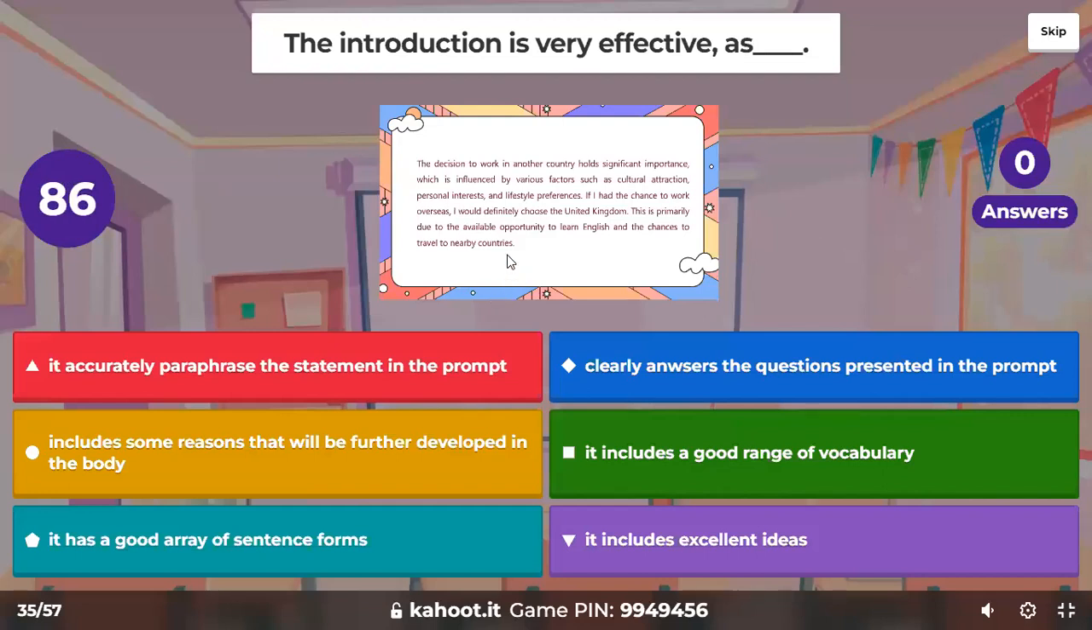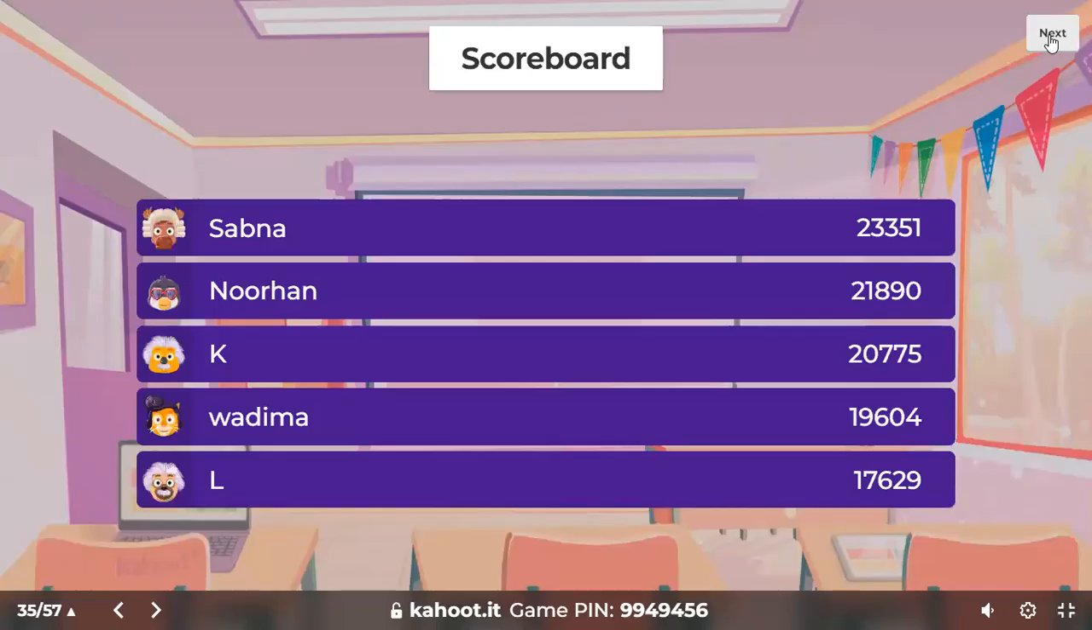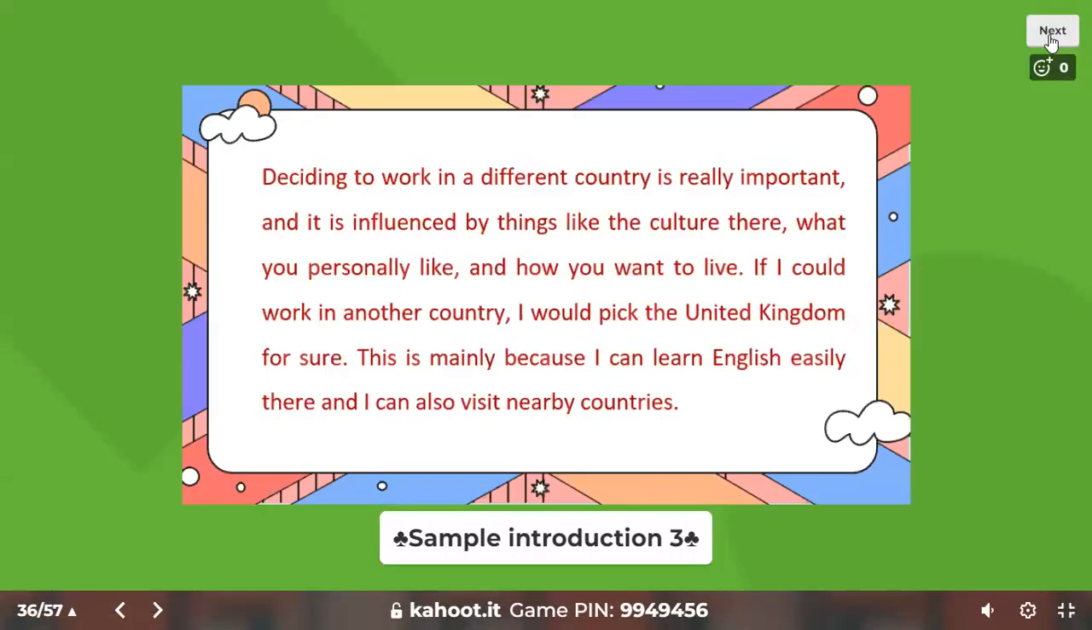Okay, now for this one, the decision to work. Now look at this one, the decision to work. Okay, we have already seen it, we're not going to go through this. Now, deciding to work in a different country is really important, and it is influenced by things like the culture there, what you personally like, and how you want to live. Now, this is very simple language, very simple.